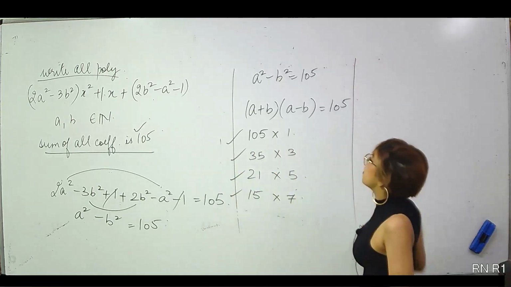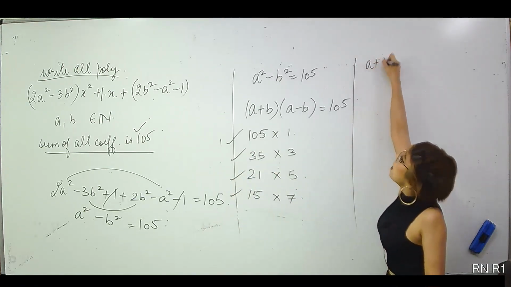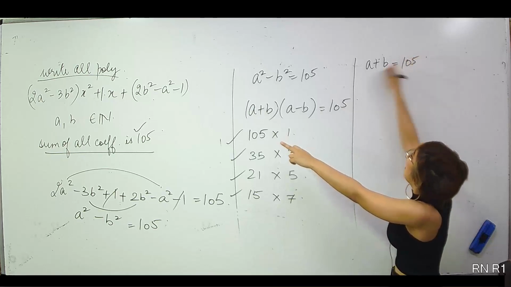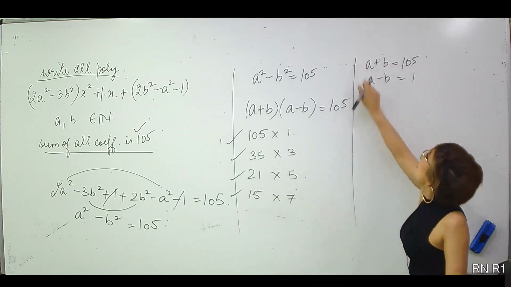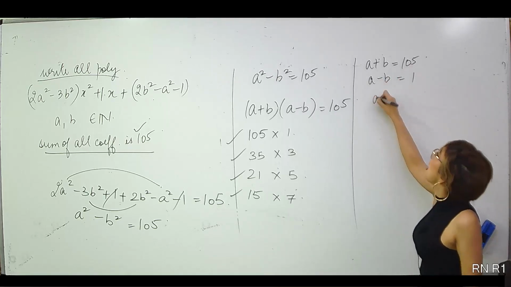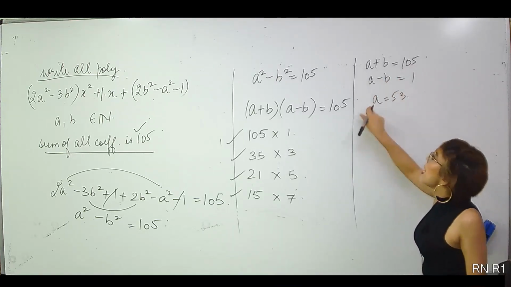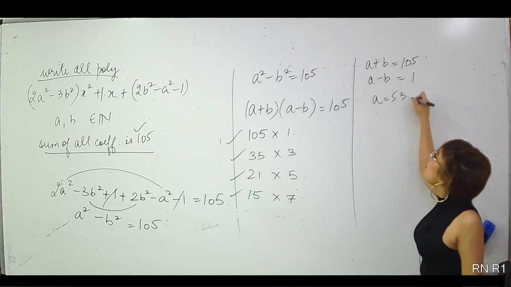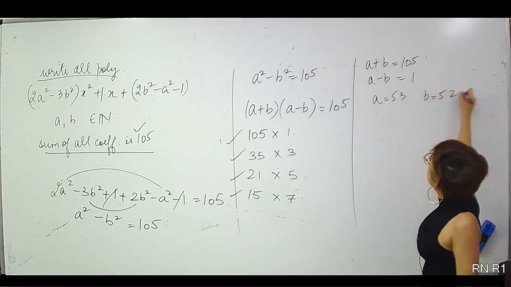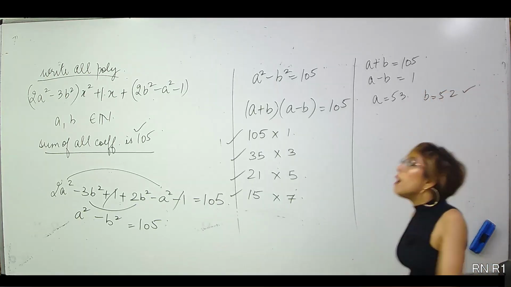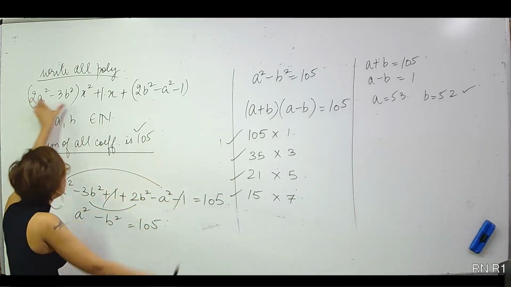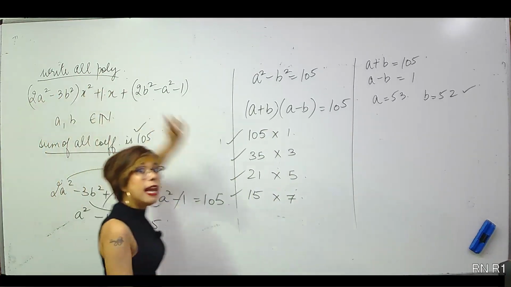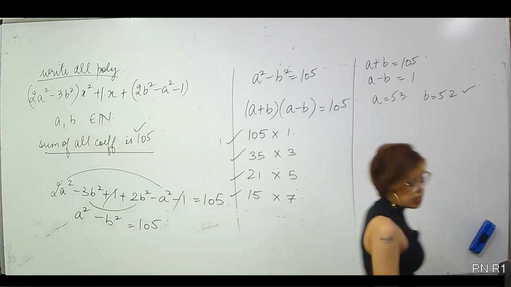So, let me check the first. First case, a plus b is equal to 105 and a minus b is equal to 1. Just add them up, you'll get 2a is equal to 106. So, that means a is equal to 53. When a is equal to 53, put it here, you'll get b as 52. One solution. In fact, when I said write all the polynomials, you have the value of a, you have the value of b, put it here, write your polynomials. Then only your answer would be correct.